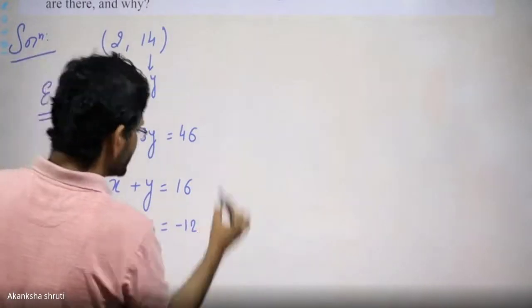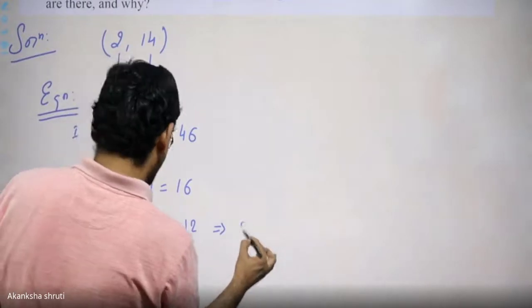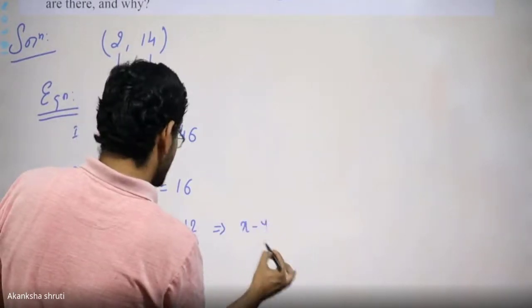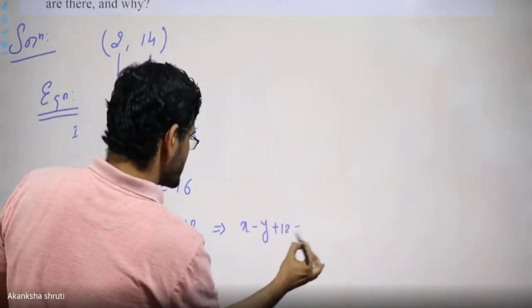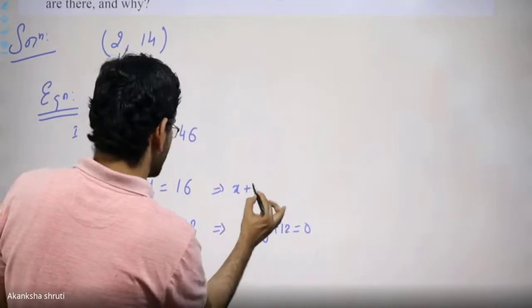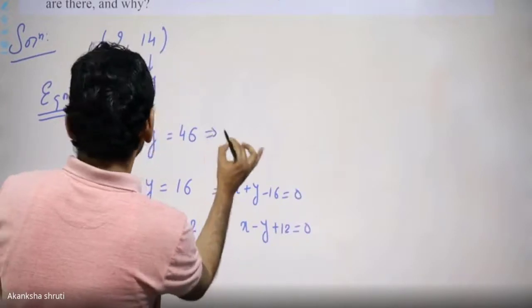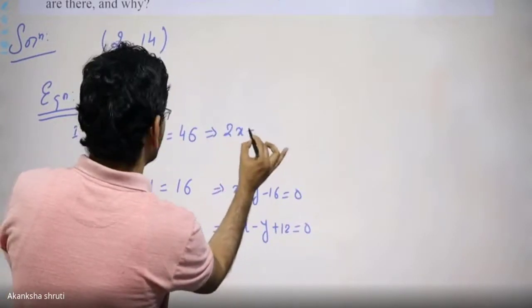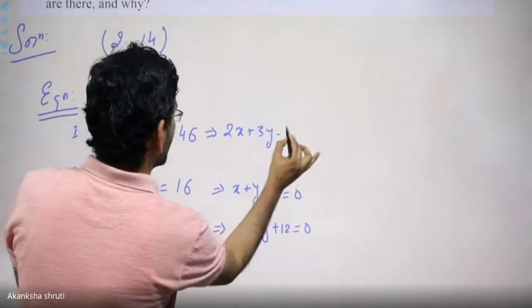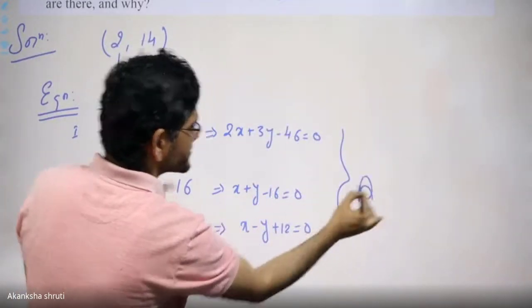Or, student, this can be rearranged, this constant on the left hand side also. x minus y plus 12 is equal to 0. Even this can also be written in the standard form. x plus y minus 16 is equal to 0. Even this can also be written 2x plus 3y minus 46 is equal to 0. So these are the few equations that we have written.